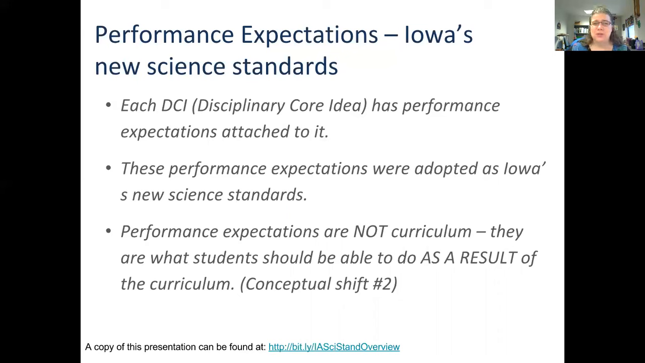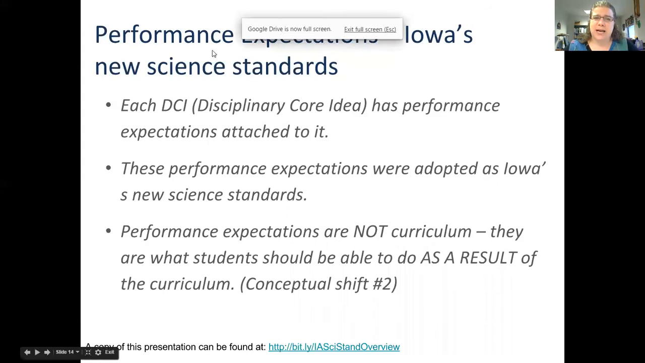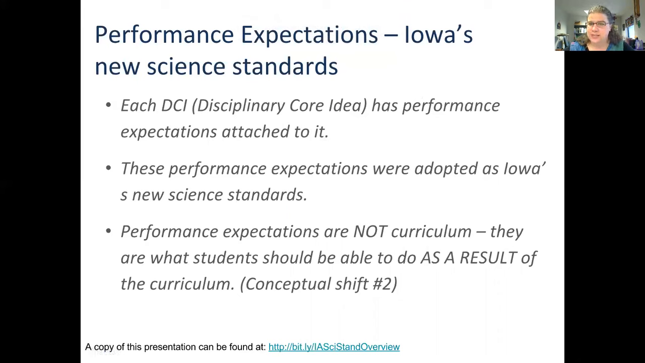As we move into the presentation section where we discuss Iowa in general, we want to focus on these performance expectations. These from the Next Generation Science Standards are going to be Iowa's new science standards. So each disciplinary core idea, we love our acronym, so that's a DCI, has a performance expectation attached to it. And those performance expectations were adopted as Iowa's new science standards.